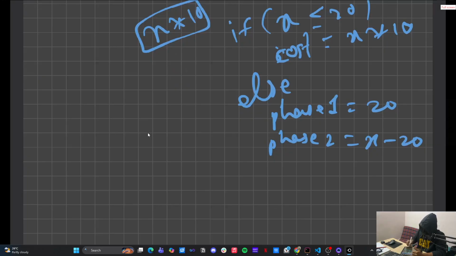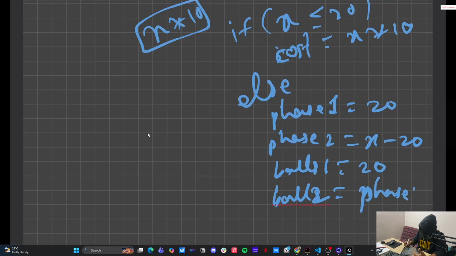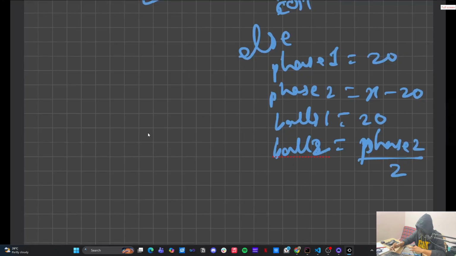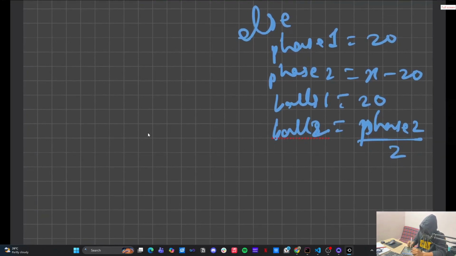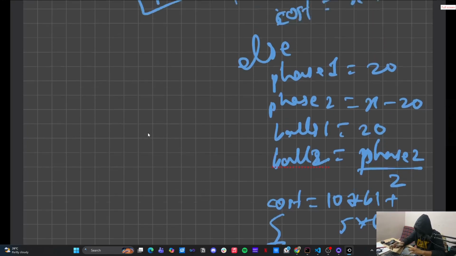So based on this, now what you have to do is find how many balls you played. So ball 1 will be 20 only. Again, the reason being in phase 1 each ball he'll score 1 run, but in phase 2 how many balls he'll play? It is going to be phase 2 score by 2, because each ball will score two runs. Now, since you've got ball 1 and ball 2, you need to find the cost. Your cost is going to be 10 into ball 1 plus 5 into ball 2. You need to display this. Okay, I think you have understood.